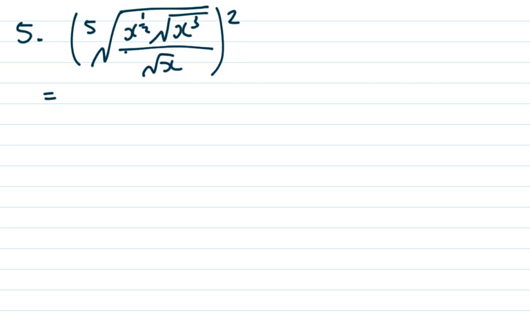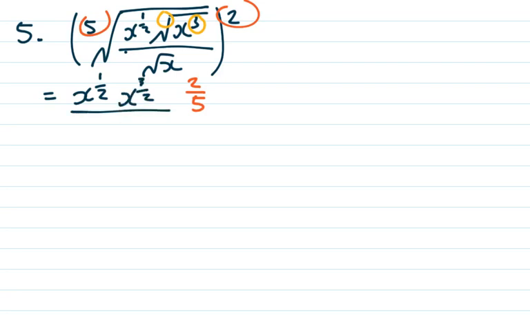So, this 2 and this 5 become to the power of 2/5. X to the power of 1/2 can stay that way. The square root of x to the power of 3 is the same as x to the power of 3 over 2. And the square root of x is the same as x to the power of 1/2.